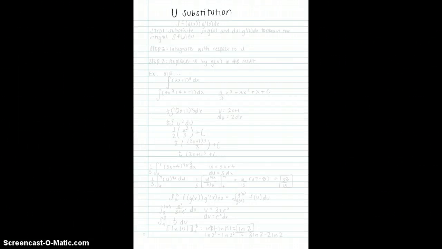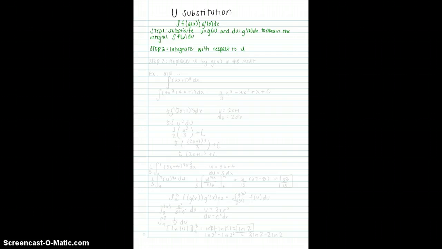This pencast will be on u substitution. It is used to find the antiderivative of integrals. There are 3 steps to using the substitution method of integration to evaluate the integral. The first step is to substitute u equals g of x and du equals g prime of x dx to obtain the integral of f of u du.